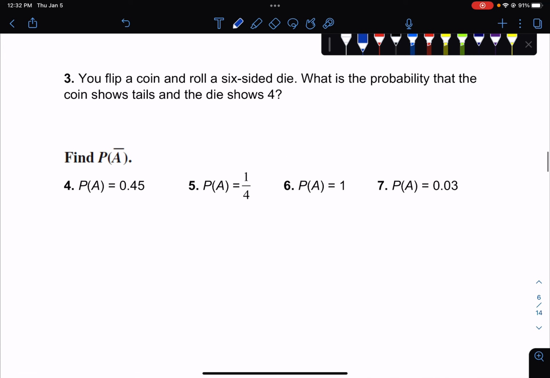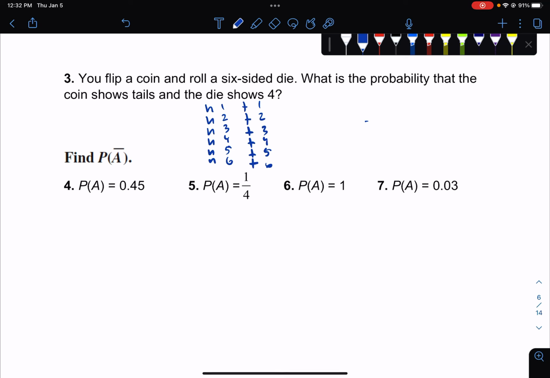Okay? Couple more problems. You flip a coin, you roll a 6-sided die. What's the probability that the coin shows tails and the die shows 4? Okay. So if I flip a coin, I could get heads or tails, right? But I also have to roll a die. So there's going to be 6 of each. This is going to be a 1, 2, 3, 4, 5, 6. 1, 2, 3, 4, 5, 6.